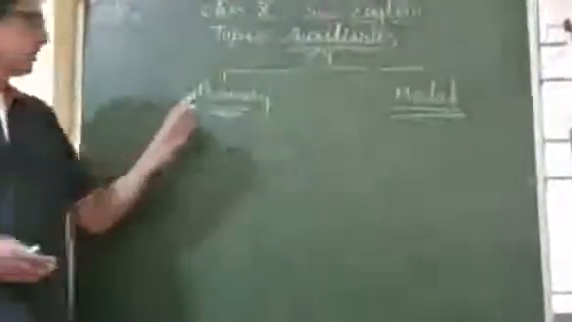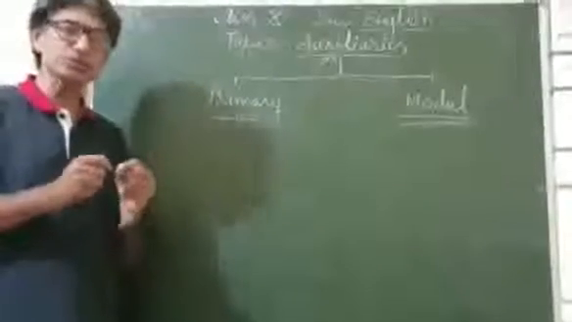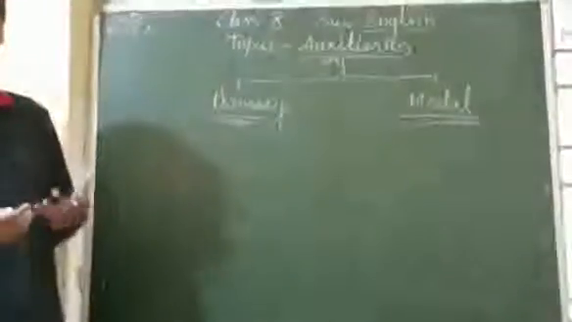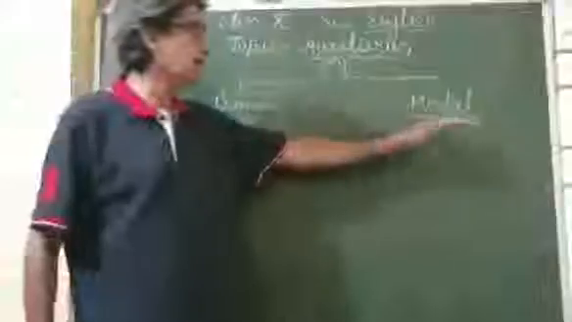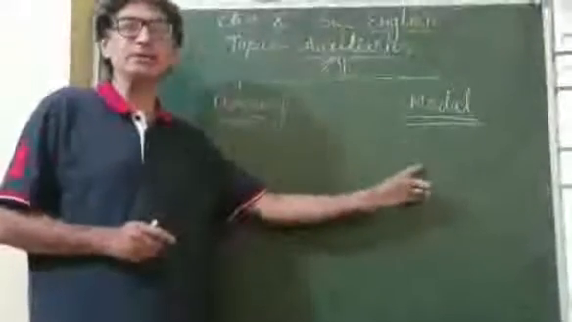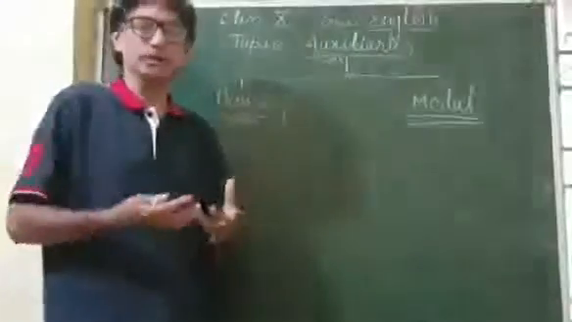Now I will talk about the modal auxiliaries. Now we will talk about the modal auxiliaries and what they are used for. As I told you, the primary auxiliaries are used to show the state or status of any action or situation. But modal auxiliaries show the capacity, capability, intention of the doer.